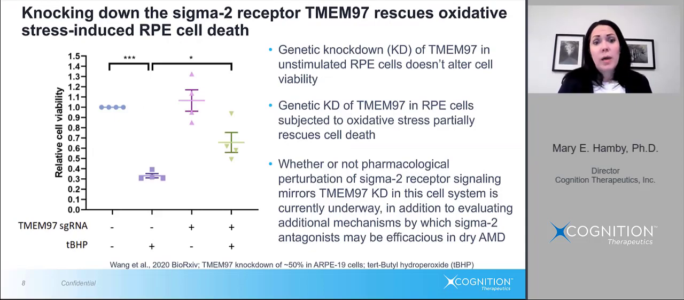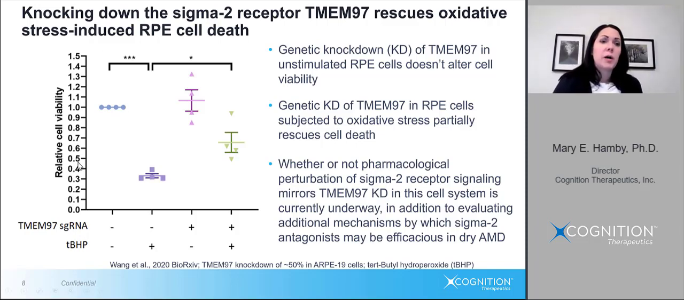One group, the Wang et al. group in 2020, looked at this more carefully. Based off that genetic evidence, they wanted to see what TMEM97 knockdown would do if you knocked it down in a cell model of AMD. And so to do that, they used the ARPE19 cell line. It's an RPE cell line. And they exposed the cell line to an oxidative stressor to elicit cell death. And what they did first was they had cells that had normal constitutive levels of TMEM97, and those that were knocked down, so had reduced levels of TMEM97 using CRISPR technology.